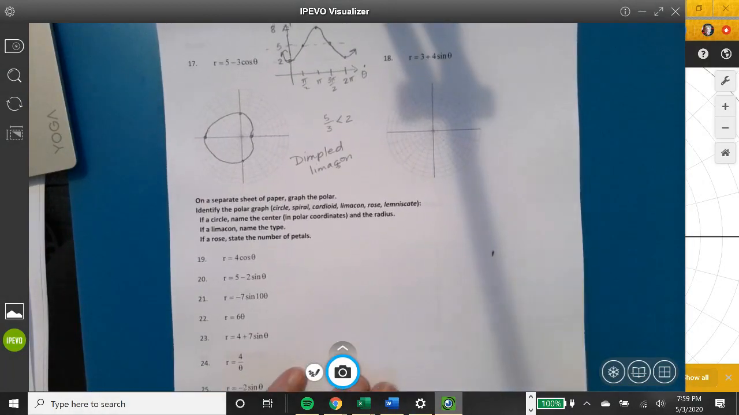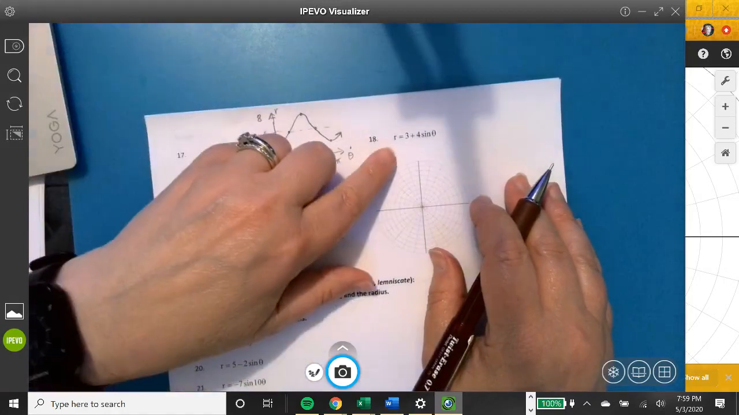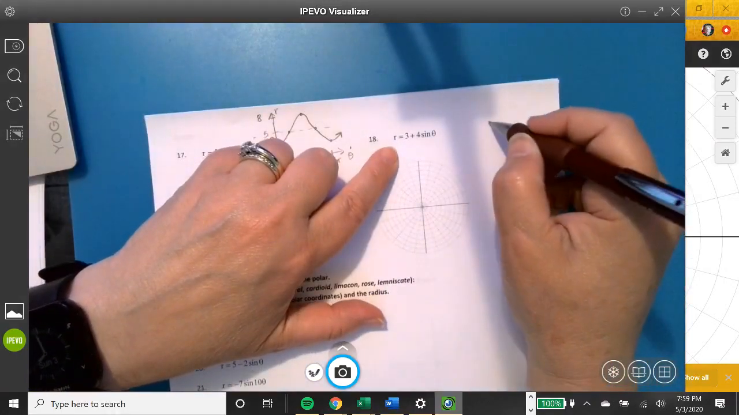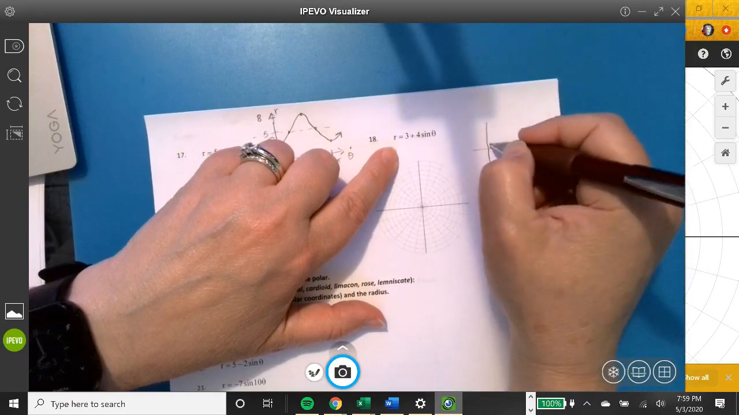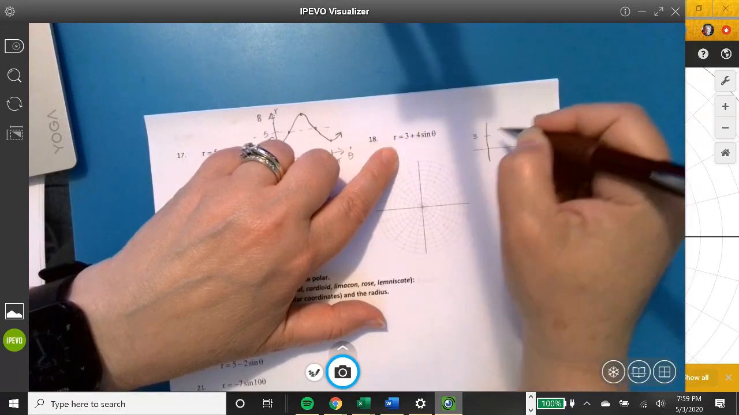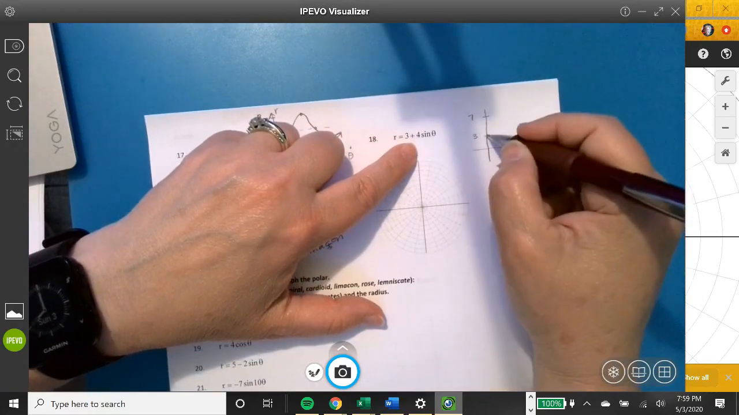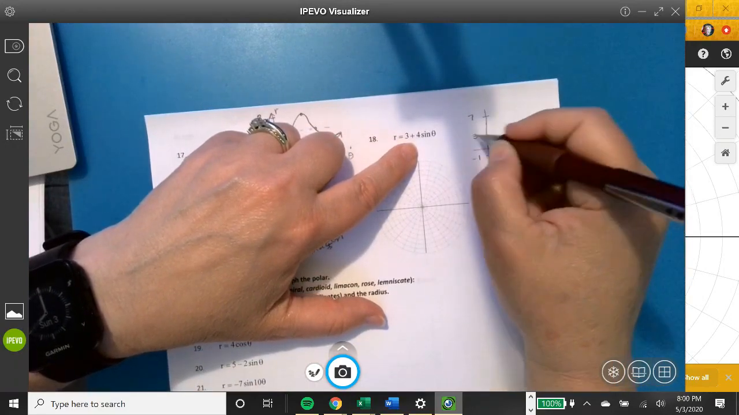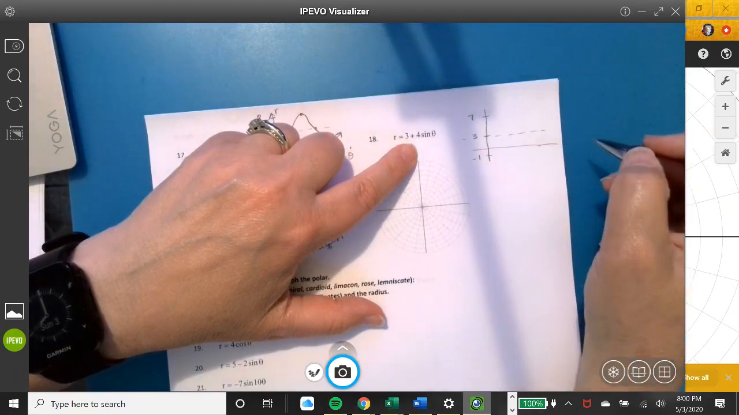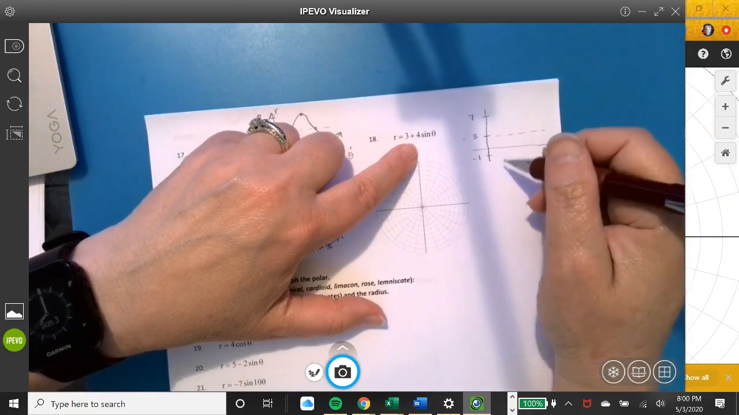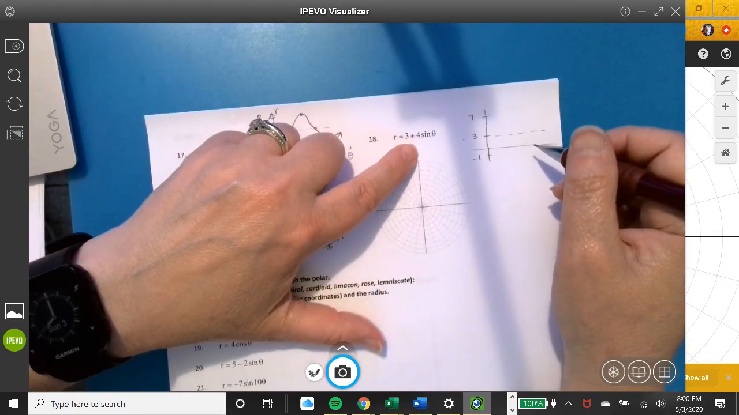All right, next one. We're going to predict, right? This is 3 plus 4 sine theta. What's the midline? Well, it's 3. Put the 3 here. The amplitude here is 4, so that would be a 7. And if I subtract 4 from this, I'm going to be at -1. So this is going to be what? Well, I'm going to dip below. So this is going to be a limaçon with an inner loop.